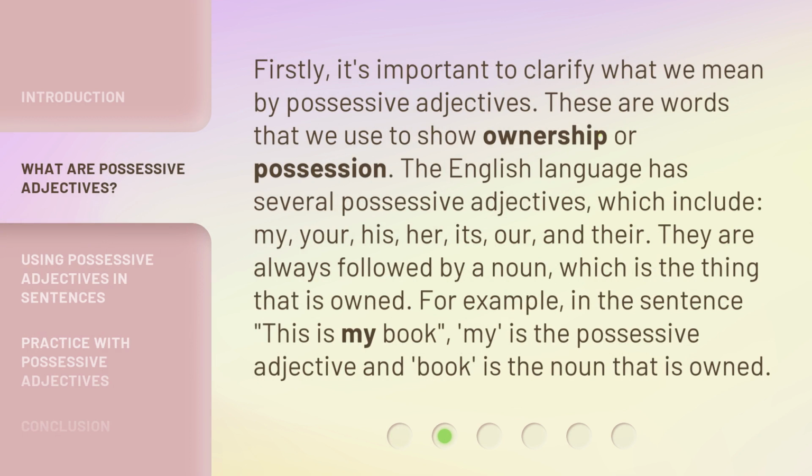Firstly, it's important to clarify what we mean by possessive adjectives. These are words that we use to show ownership or possession. The English language has several possessive adjectives, which include my, your, his, her, its, our, and their. They are always followed by a noun, which is the thing that is owned. For example, in the sentence, "This is my book," my is the possessive adjective and book is the noun that is owned.